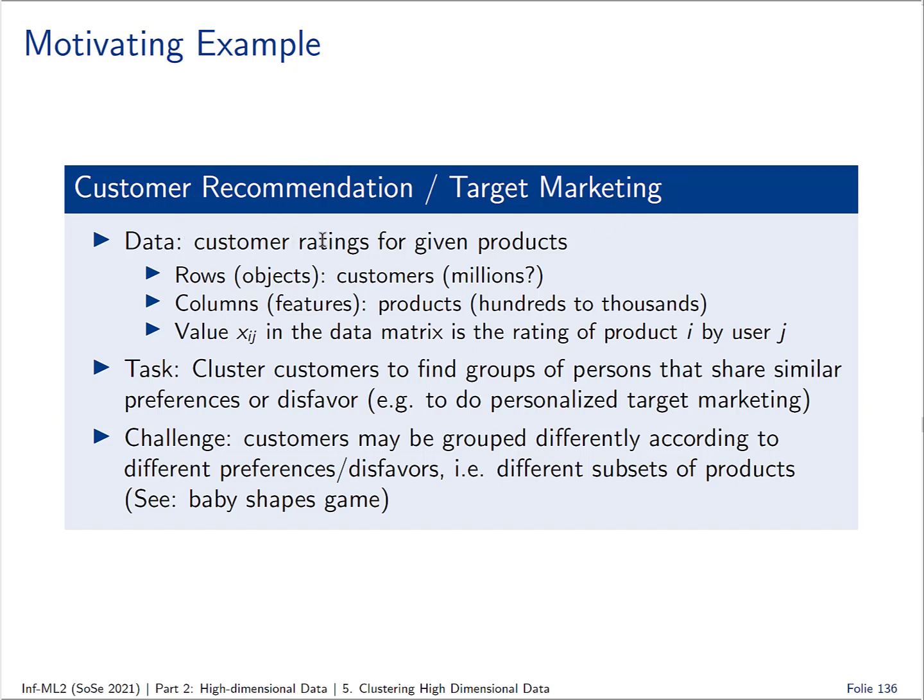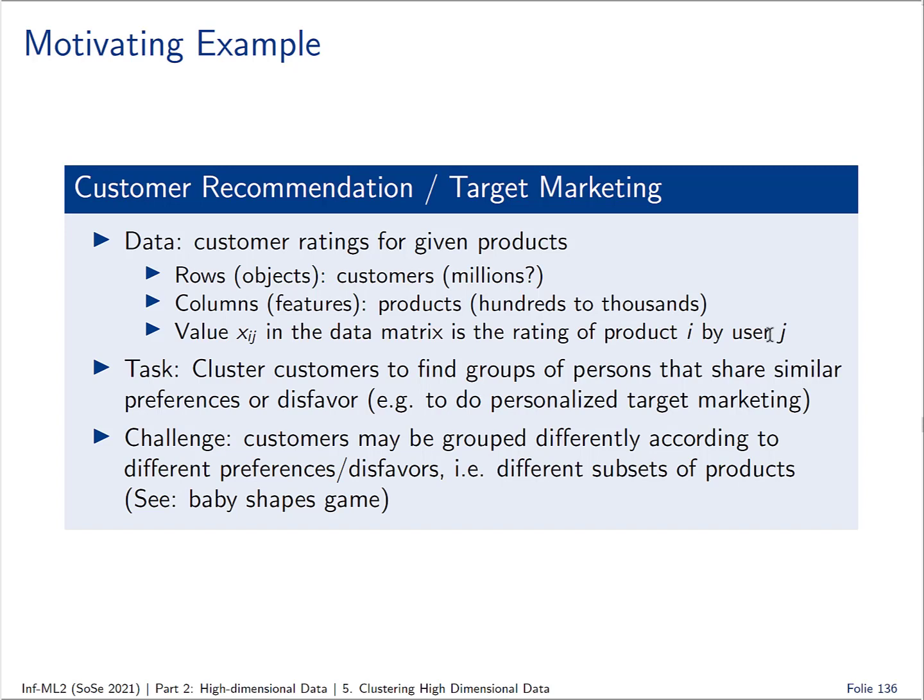Well, we have customer ratings for products. That means that the rows are the customers, maybe millions of customers, of course, and the columns are the products. So the features are the products that are rated by the customers, and maybe we have hundreds to thousands of these products that are rated by customers. And of course, one value in the data matrix is the rating of a given product, for example, a movie or stuff like that, by a given user.